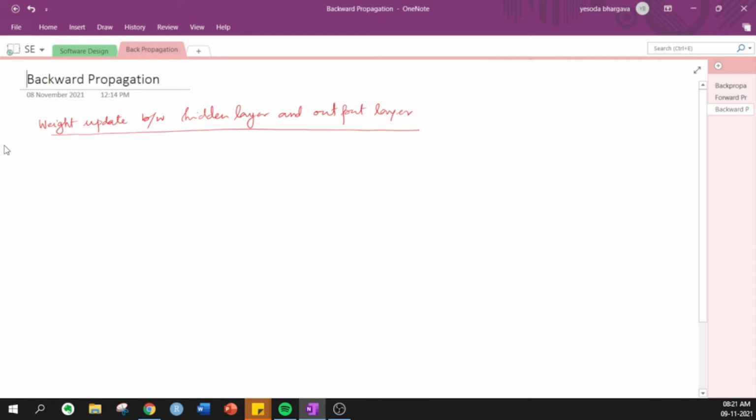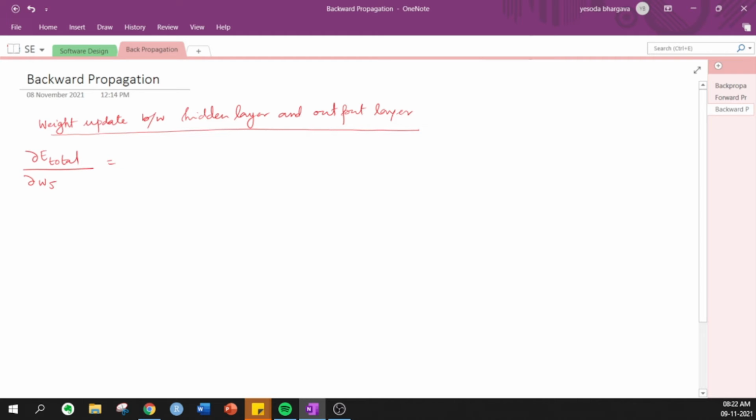So let us start with W5. We want the change in total error due to W5. So this is what we are trying to compute. What essentially this partial derivative means is how much the total error changes with a change in W5. It could also be called the gradient of total error with respect to W5.